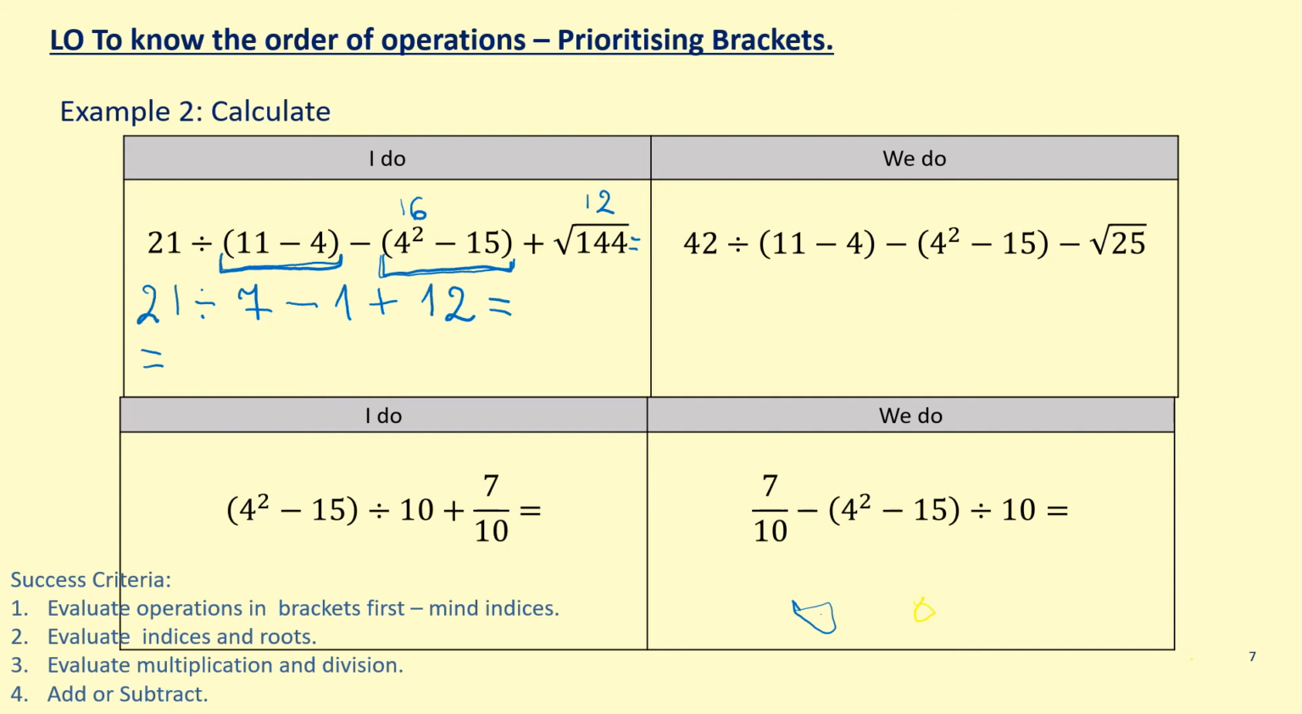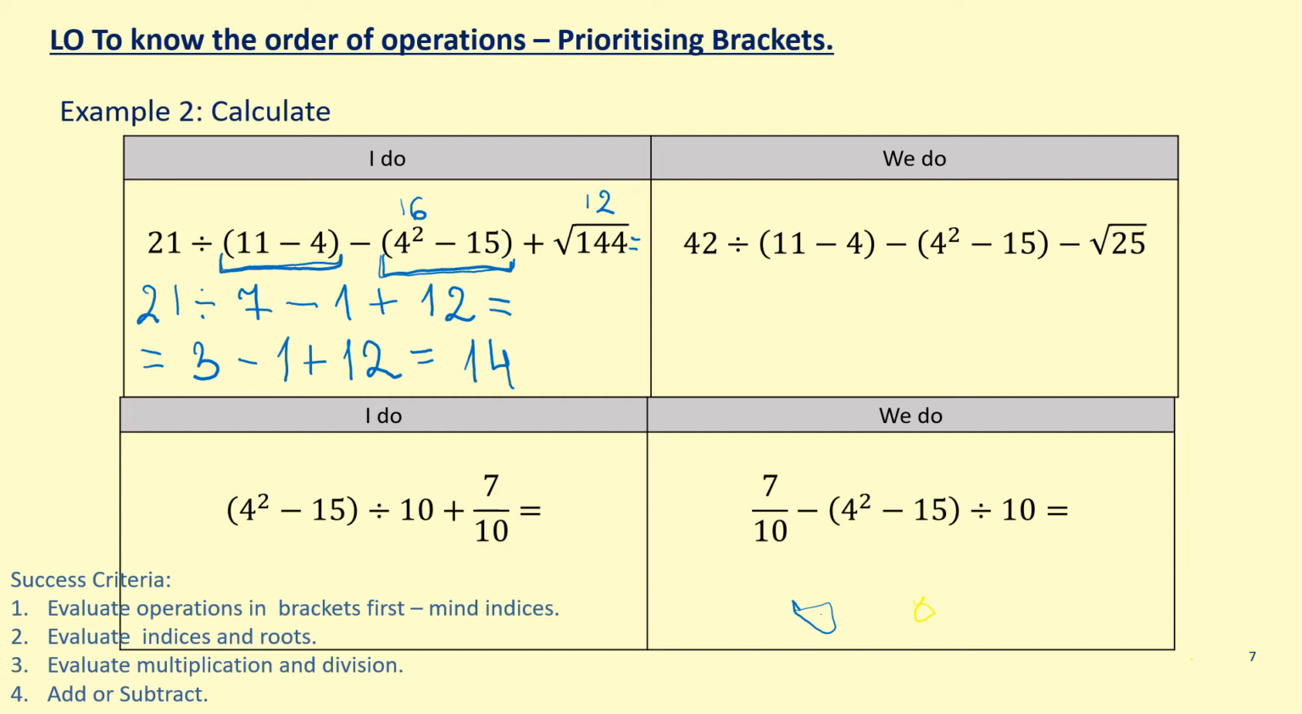I need to do division first. So 21 divided by 7 is 3, minus 1, plus 12. Now I have take away and add, so I can work from left to right. 3 take away 1 is 2, plus 12 is 14. So the final answer is 14. Let's have a look at the second I do.